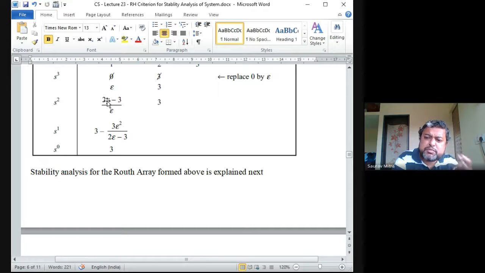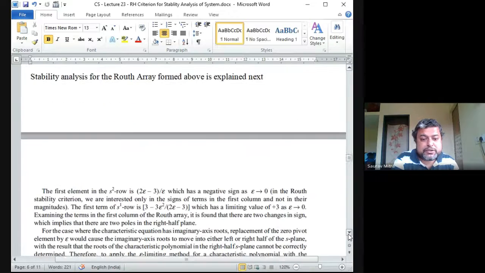That means epsilon is very small, so that's what I told you in the starting. Epsilon value is very small. That means 2 into epsilon is further small. Okay, and that very small thing minus 3. That means what is the net result? Almost equal to minus 3. That means this 2 epsilon minus 3 divided by epsilon is kind of a negative. Okay, that means there is a sign change expected in the first column.